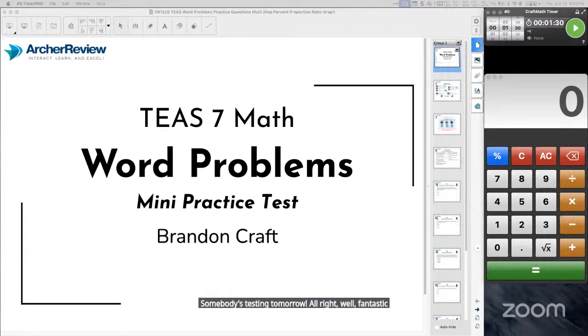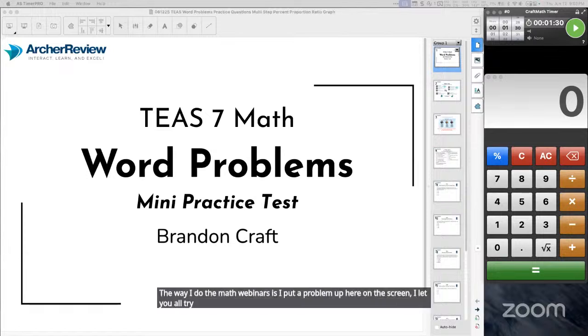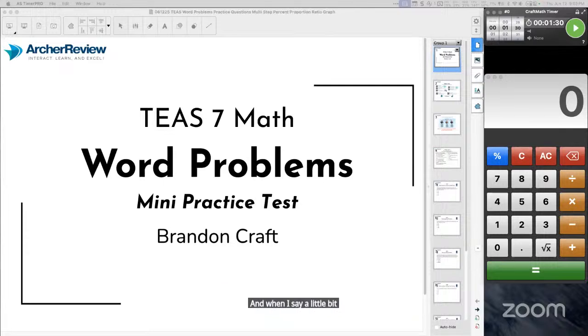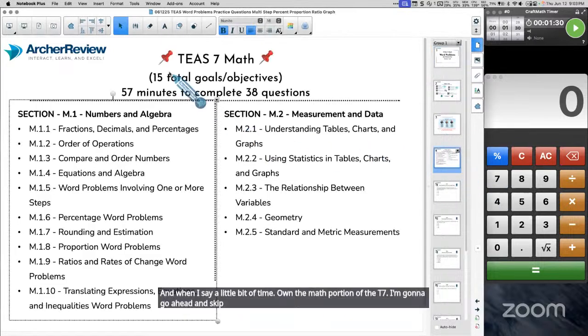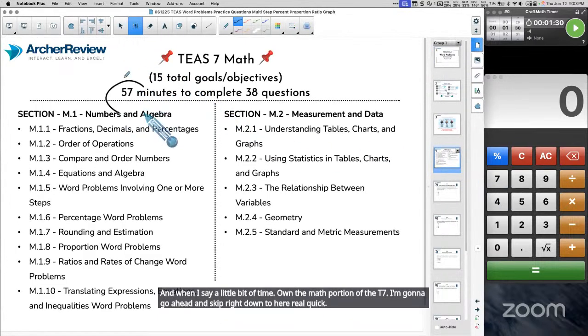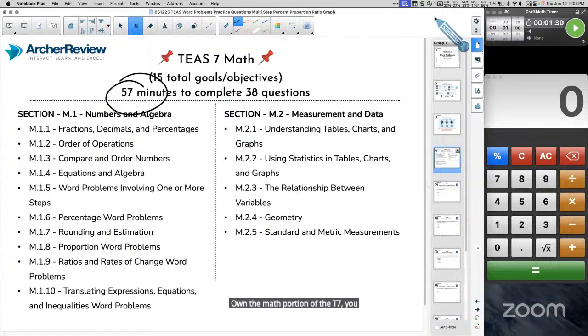So the way I do the math webinars is I put a problem up here on the screen. I let you all try it. I give you a little bit of time to try it. And when I say a little bit of time, on the math portion of the T7, I'm going to skip right down to here real quick. On the math portion of the T7, you have 57 minutes to complete 38 questions.